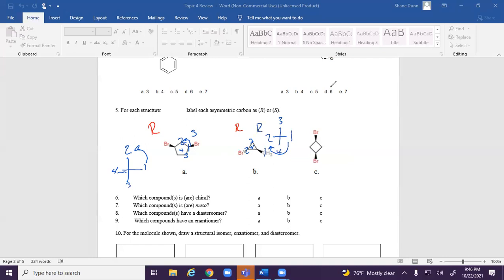Okay, and then C. Does C have any chirality? No. There's no chiral carbons with C, because those are both two CH2 bonds. So if you want to make this one right here, this red one, chiral, it can't be because it's bonded to two CH2s, both equal, both the same thing.